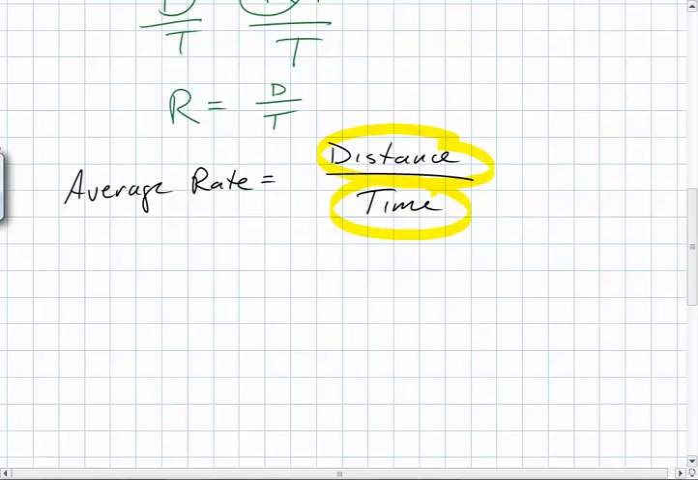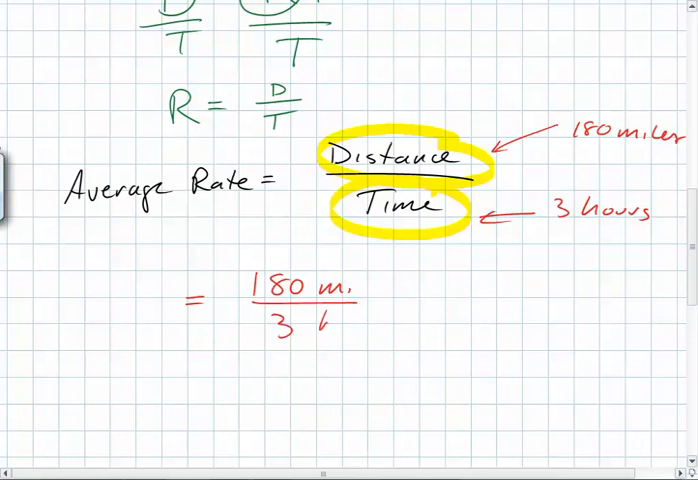So we were told that the total distance was 180 miles, and the time was 3 hours. So what does that mean the average rate is going to be? 180 miles over 3 hours. 180 over 3 is 60, and the units are still going to be miles over hour, which should be pretty familiar because most of the time when you're in a car in the United States, the velocity, the rate, is measured in miles per hour.